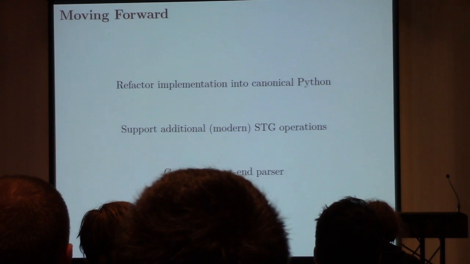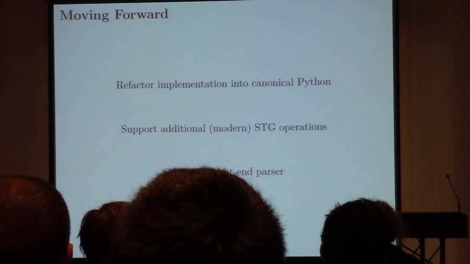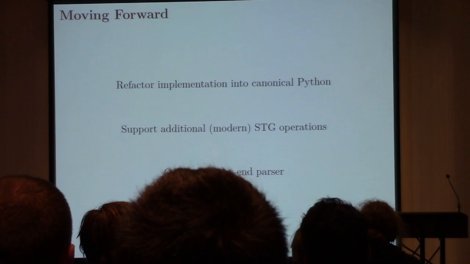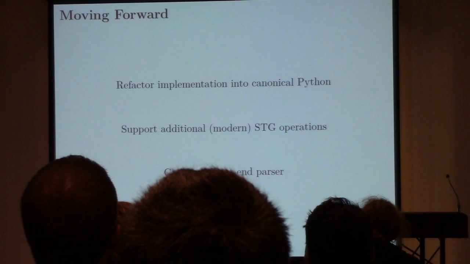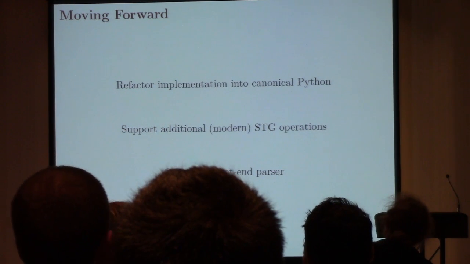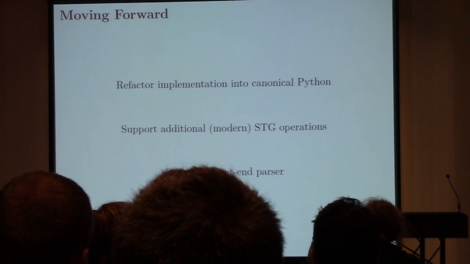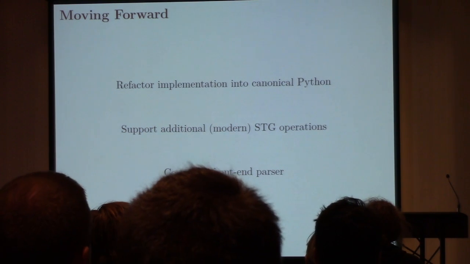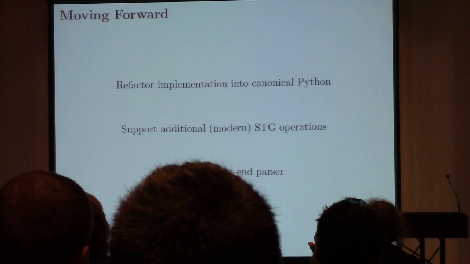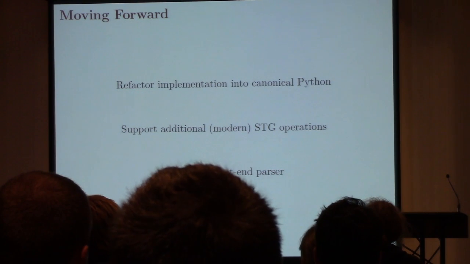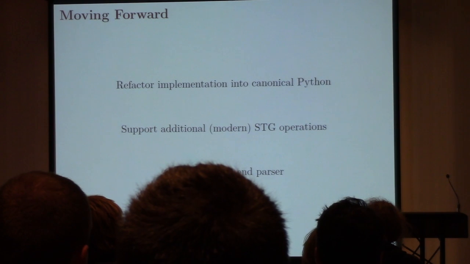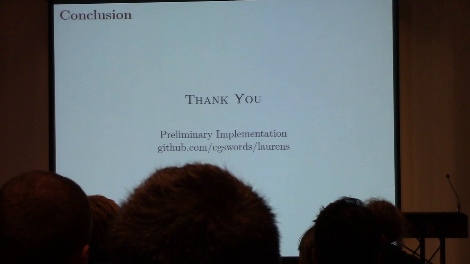And so there's probably a lot of things that really need cleaned up in the implementation. It was made for a class in a couple of days, so it really needs to be refactored and cleaned up. We also need to support more of the whole STG specification, and it would be really nice to have a front-end parser, because right now we're just manually writing AST specifications in Python, and this makes it very difficult to test real-world examples. So, thank you.